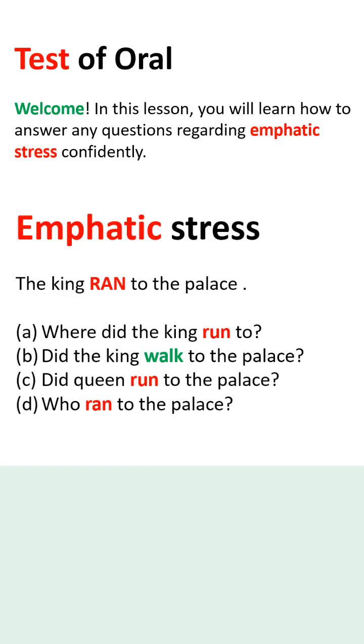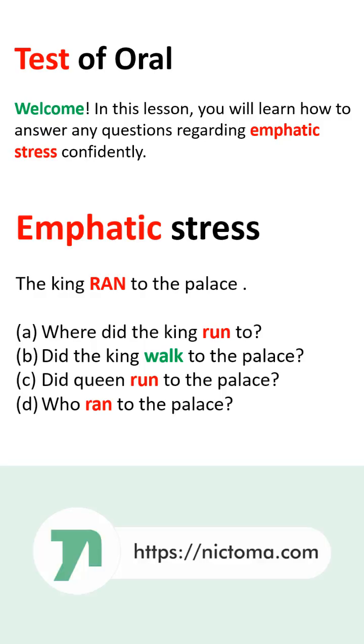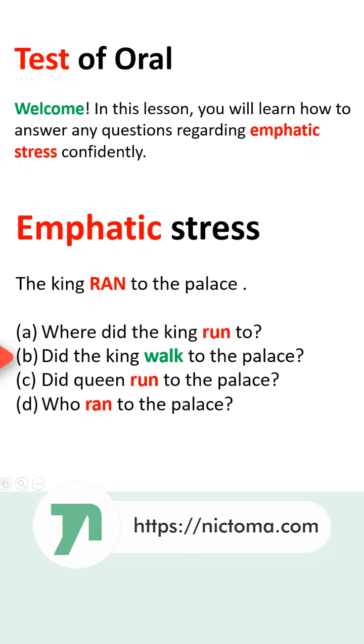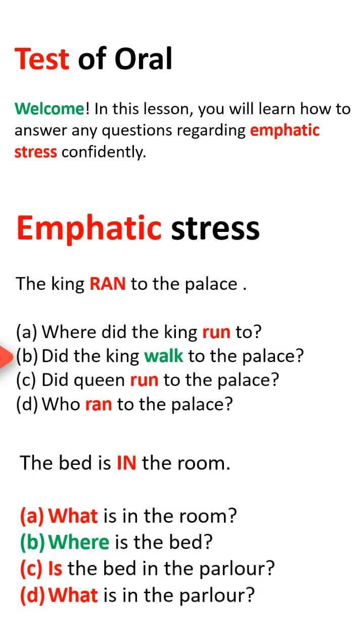So easy, right? You just need to choose the option that doesn't include the capitalized word or its variant. The correct option is clear, which is B. That is correct. Now, let's answer another question. We have another question on the screen. What is the correct option in this case?